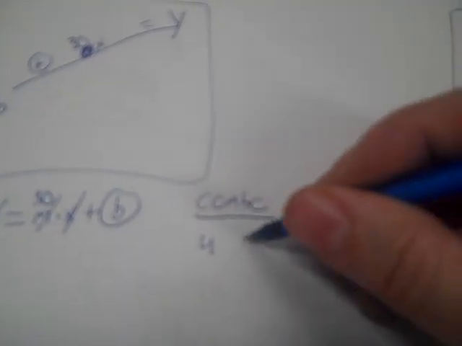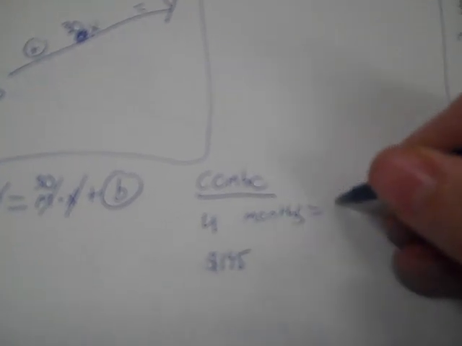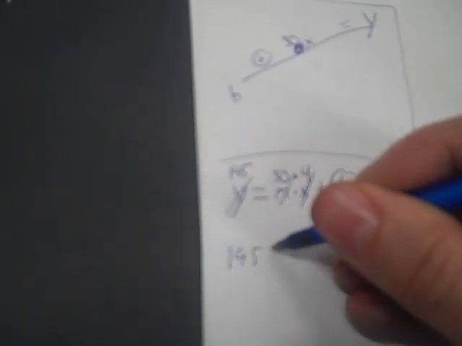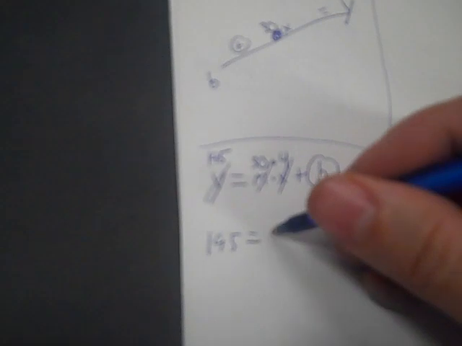And then I go combo. Okay, combo has to appear in the same sentence. You need one of each unit. So you have 4 months, and you've got $195. So months is x, so I apply 4 to x and 195 to y. So y is 195, and then I multiply the 30 times 4. So 195 equals 30 times 4, which is 120, plus b.